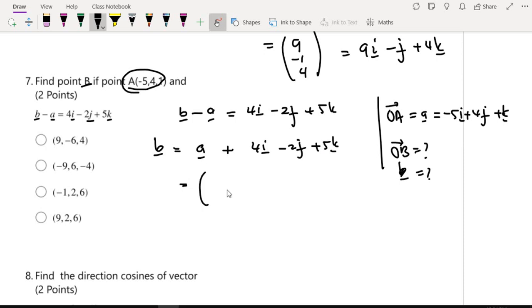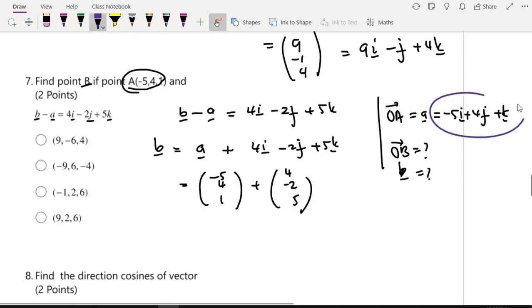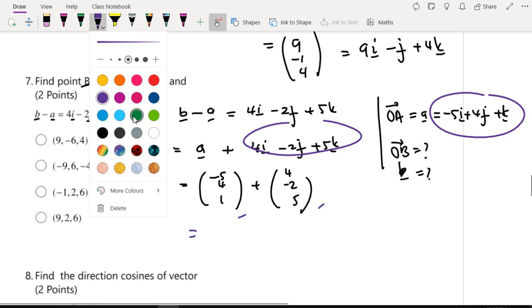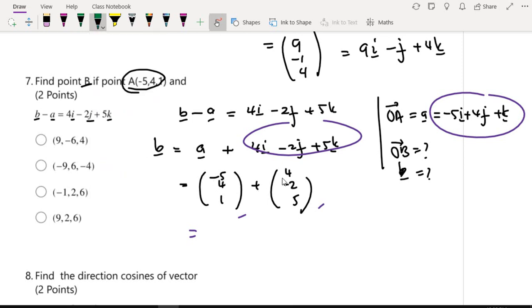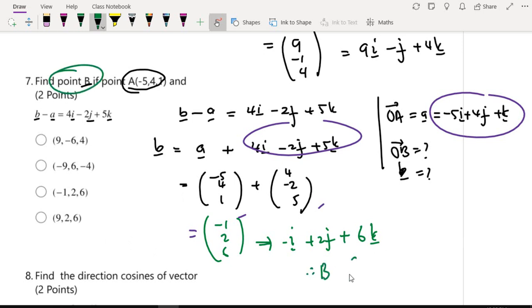Or you can change to matrix form. Okay, vector A is negative 5, 4, 1 plus 4, negative 2, 5. This is A, and this is this part. Okay, and then negative 5 plus 4 is negative 1, 4 minus 2 is 2, 1 plus 5 is 6. Or change to vector: negative i plus 2j plus 6k. Okay, but you want the point B. Therefore, point B is negative 1, 2, 6.